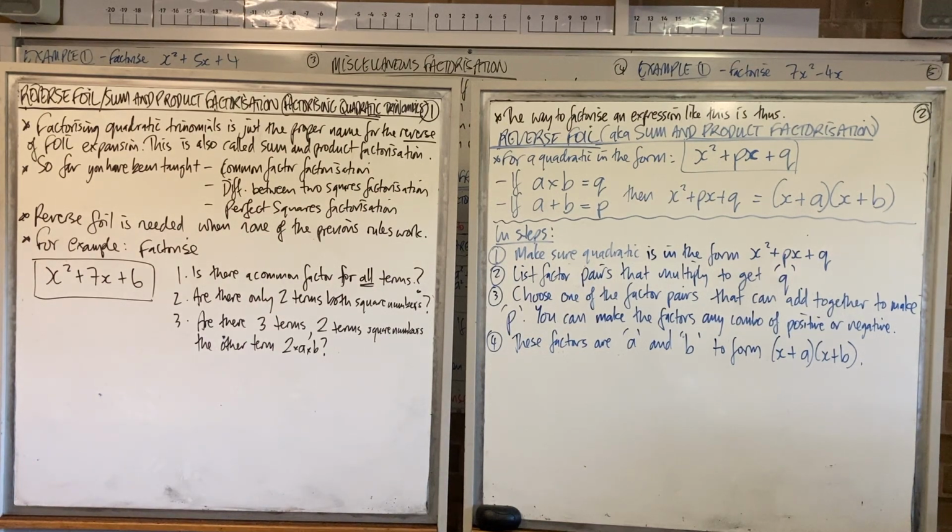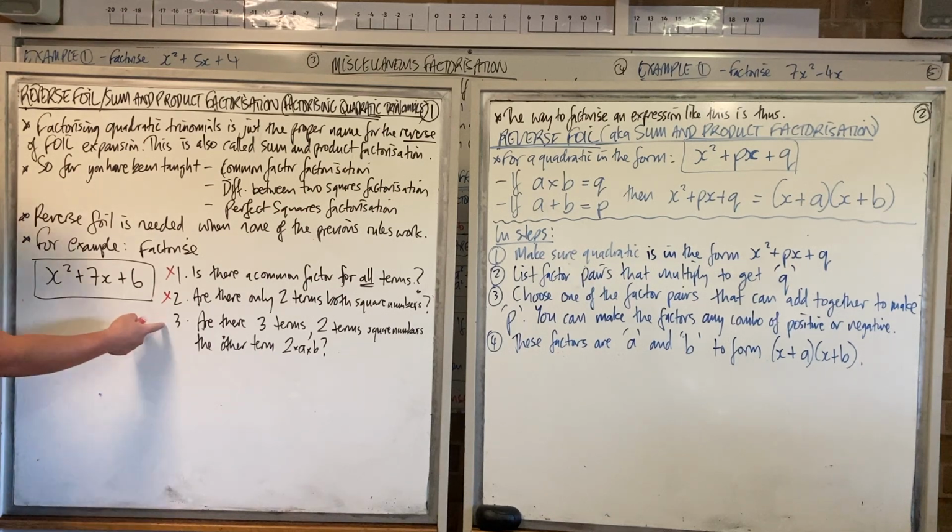For example, if I ask you to factorize this, let's think of the three rules that you've been given before. Is there any common factor across all of these terms? There's x here and x here. Is there an x in the 6? No. I can't factorize common factors, so no. Are there only two terms and are both of them square numbers? There's three terms, so I can't do difference of two squares.